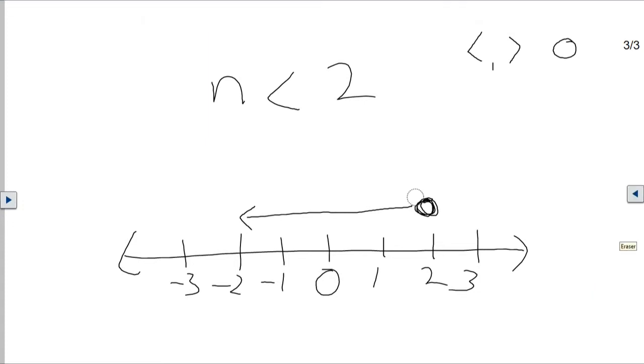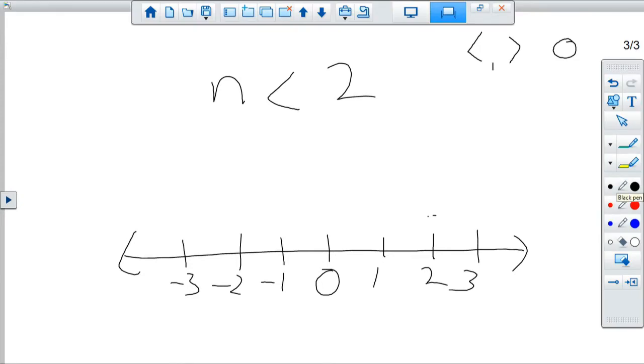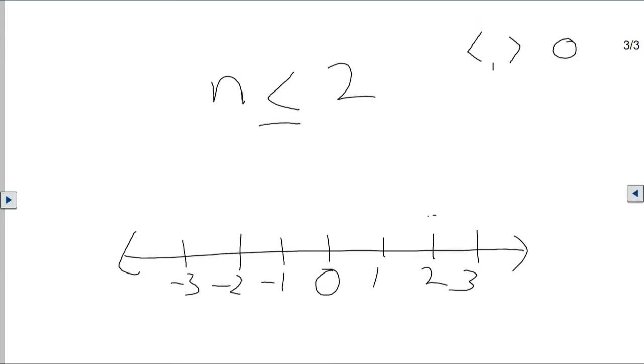Now let's look at a different inequality. I'll keep the numbers the same, but I'm going to make it less than or equal to 2. So now 2 is a solution. 2 is less than or equal to 2.